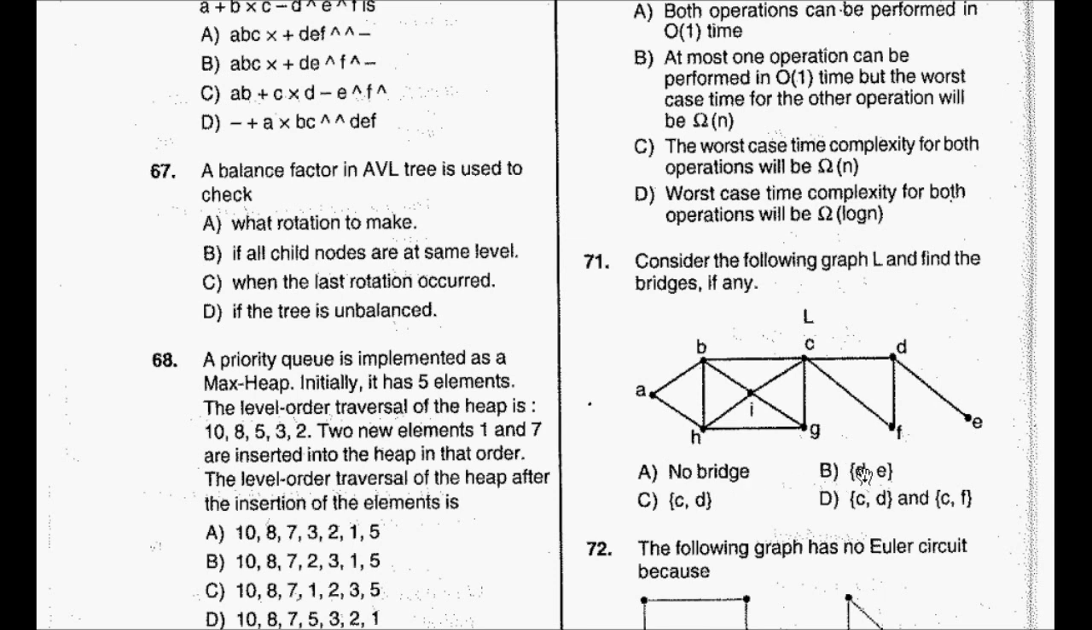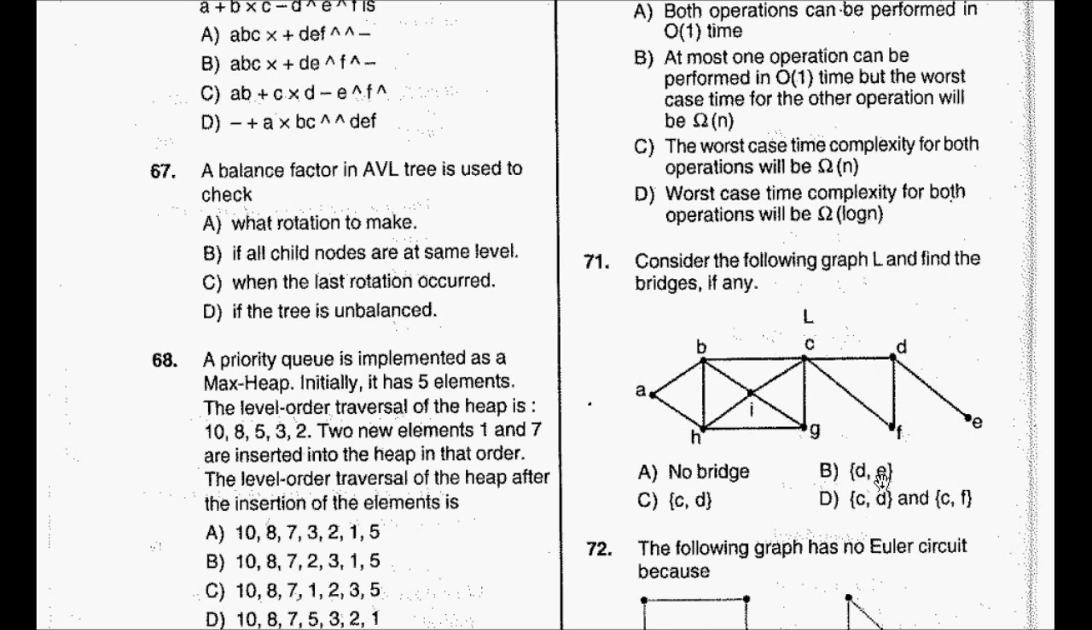No bridge edge is the first option. D हटा दिया तो E becomes separate from this whole thing, so it becomes disconnected. CD हटा दिया तो it is still connected to CFDE, this whole thing. CD, CF में CD, CF दोनों हटा दिया तो it becomes disconnected, and it also becomes disconnected.